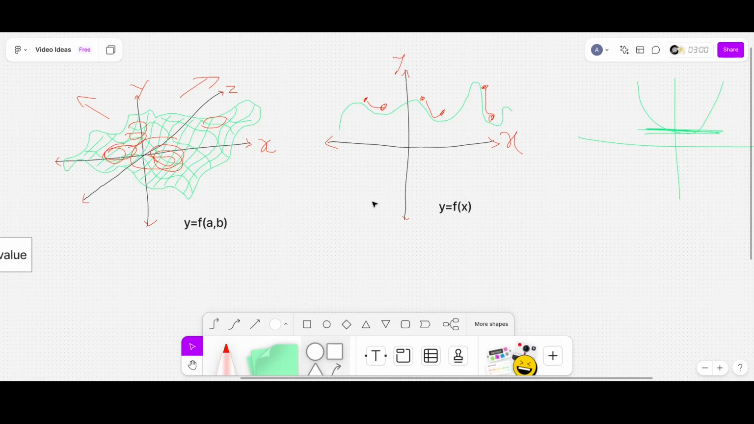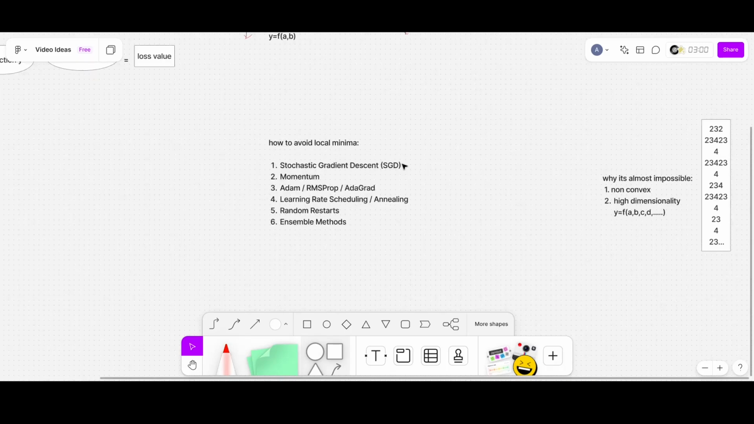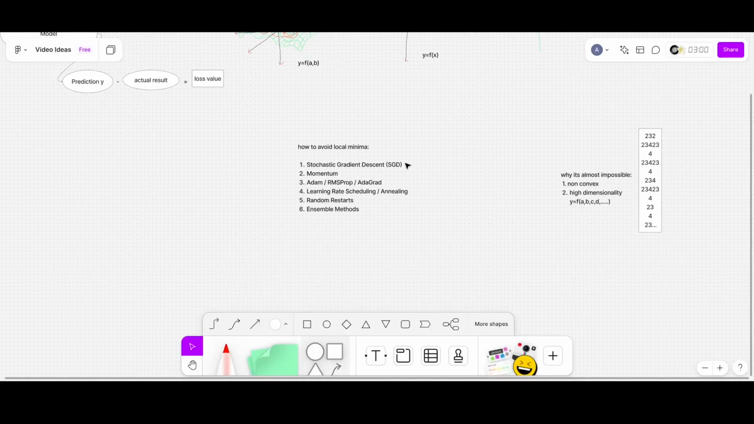But till then, we have our optimization algorithms, our random restarts, ensemble methods, and we're doing pretty good with them.